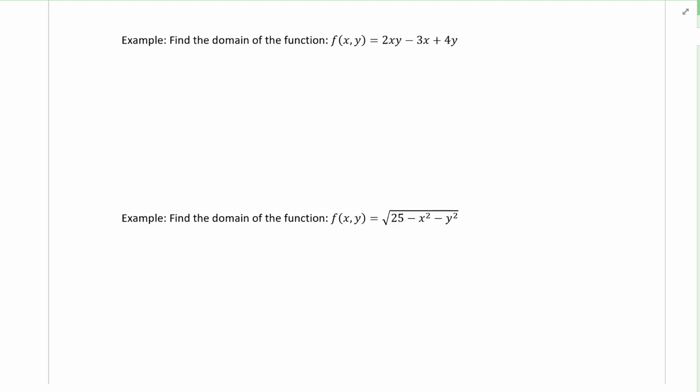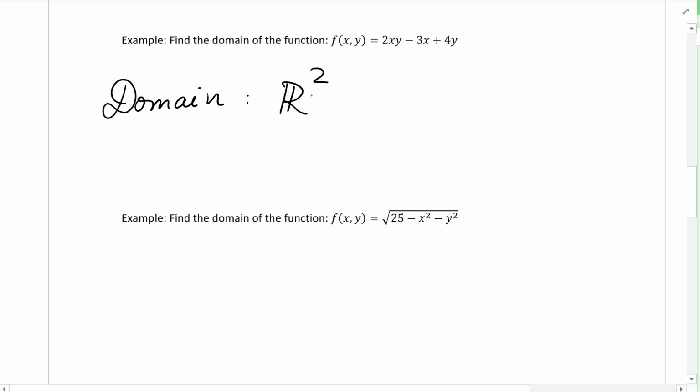Find the domain of the function f of x y equals 2xy minus 3x plus 4y. We notice that we can give any value to x and any value to y, and it's going to give us a real number. So there are no values that will create restrictions. So the domain is going to be R2, because x is in R and y is in R.